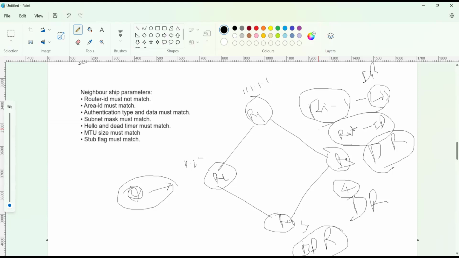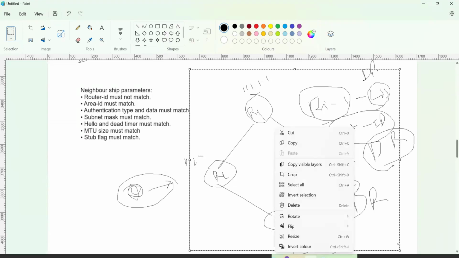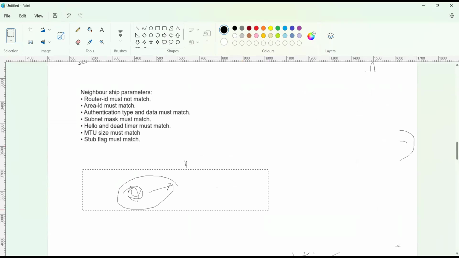Any doubts in the election criteria, guys? Please. No. Good. Understood, right? If you are not understanding any concept, just ask me. I'll repeat it because it's an important thing.